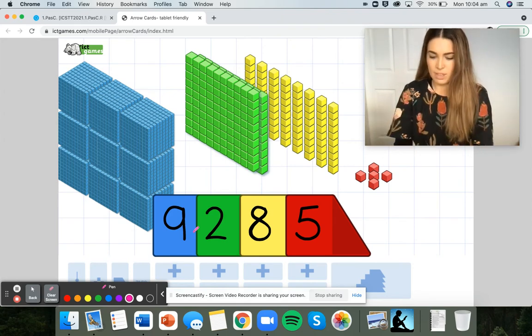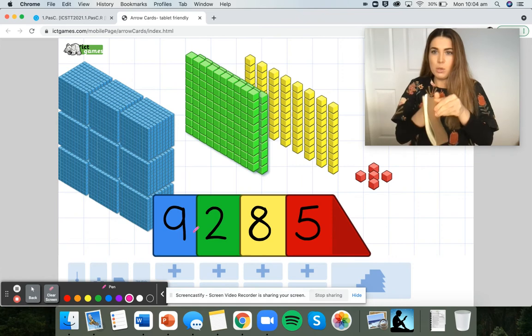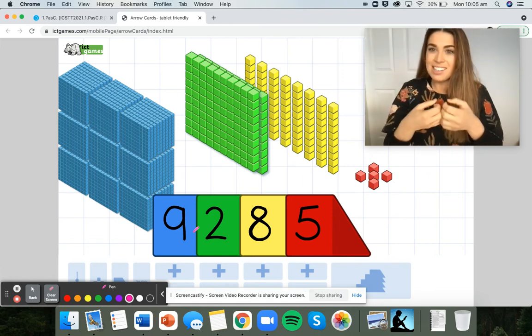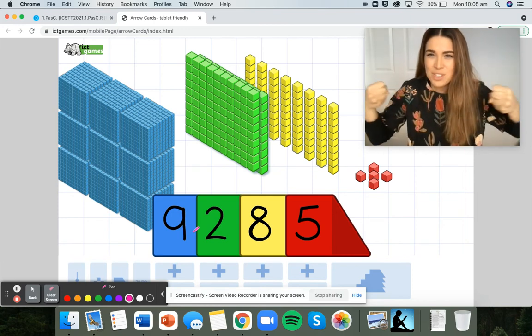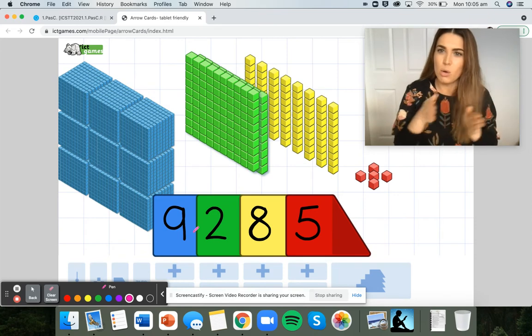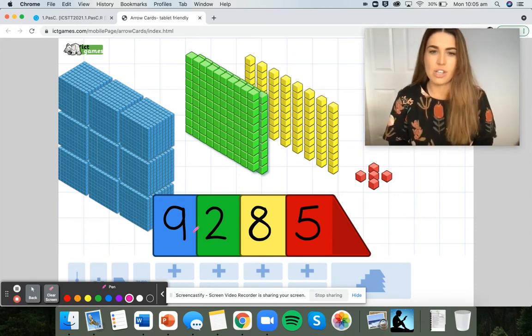When I see this number, to write it in expanded form, what does it mean to expand something? If I expand this book, I'm pulling it apart. If I expand bubblegum, I'm stretching it apart. To expand is to pull something apart so you can see all its parts really clearly and stretched out.